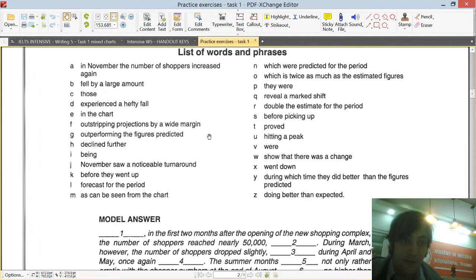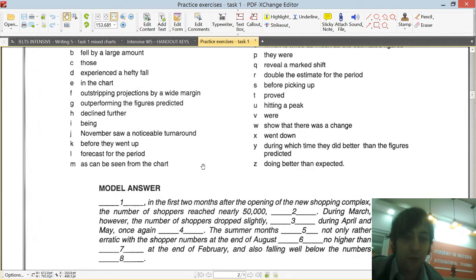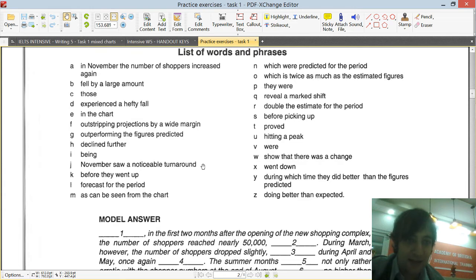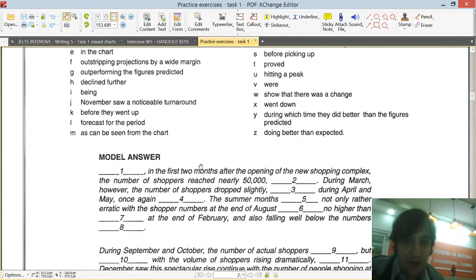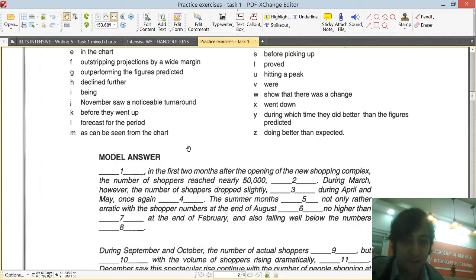So, number 1, the answers are E or M. I had M. So, as can be seen from the chart, in the first 2 months after the opening of a new shopping complex, the number of shoppers reached nearly 50,000, and then I had O, which is twice as much as the estimated figures. During March, however, the number of shoppers dropped slightly, and then I had K before they went up during April and May, once again, and then for number 4 I had G, outperforming the figures predicted.